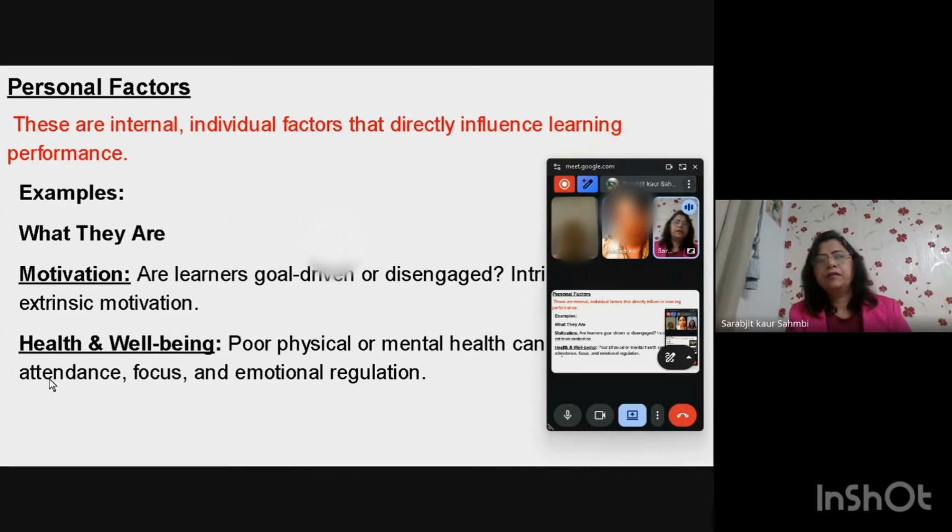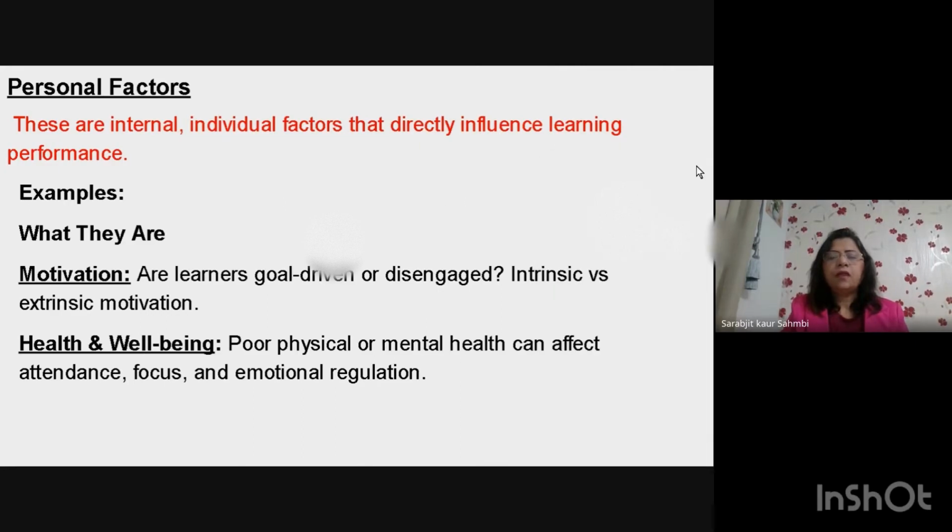If you have a motivation, like I want to do this, you will learn it. If you don't have any motivation, you will say, oh, why should I do this? The same happens with students, with learners. I will close this so that you can see clearly. The first is motivation. Are learners goal driven or disengaged?